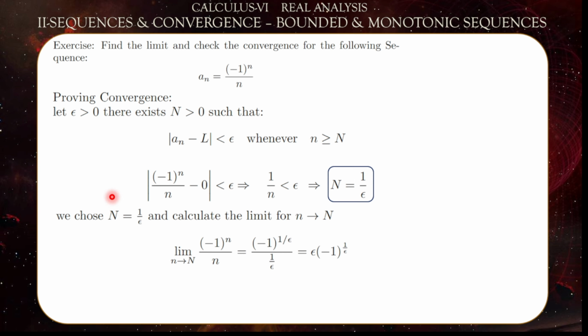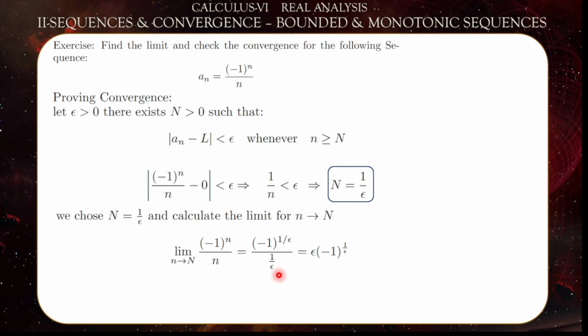Let's reevaluate the limit based on this premise, which is N equal 1 over epsilon. So the limit of a_n as n approaches capital N is equal to (-1)^n divided by n, equal to (-1)^(1 over epsilon) divided by 1 over epsilon.